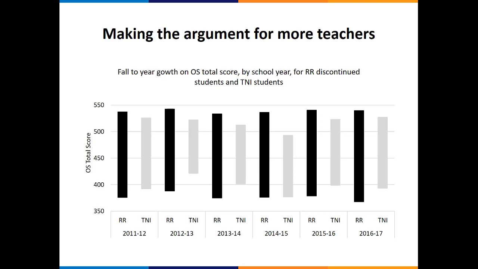So here is an example. Here's an actual teacher leader example. This teacher leader was trying to make the argument for more teachers in the school. And we are showing data for 1, 2, 3, 4, 5, 6 years in a school district. So we've got 6 years of school district data. And we are comparing the growth of Reading Recovery and tested not instructed children for each year from the start of the school year. So the bottom of the bars are where children started at the beginning of the school year, to the top of the bars where they finished at the end of the school year.